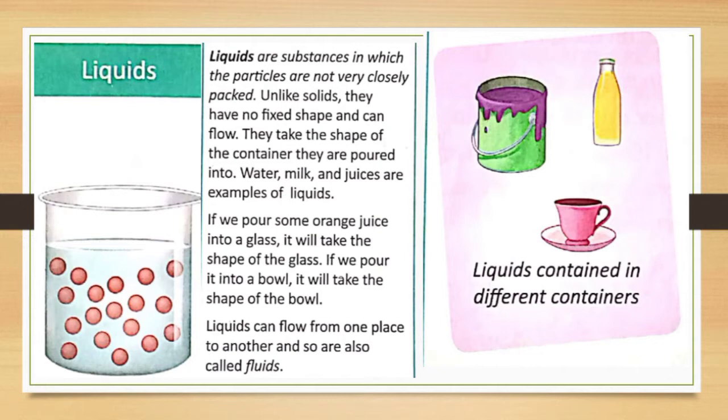Liquids can flow from one place to another. Now there are a few characteristics of liquids also: it has no fixed shape as it takes the shape of the container. It has a fixed volume. Molecules are loosely packed. It can be compressed. Liquid is lighter than solid and liquids flow from one place to another.